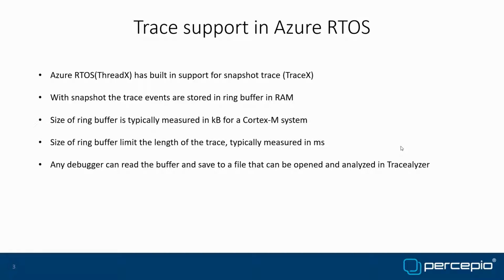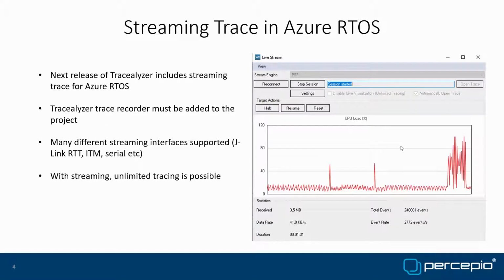But the benefit of using the snapshot is that you can use any debug tool to save the ring buffer to a file, and this file can then be opened and analyzed in Tracealizer. So this is what has been supported regarding Azure RTOS or ThreadX since several years back. But from today, we are introducing streaming trace in Azure RTOS.